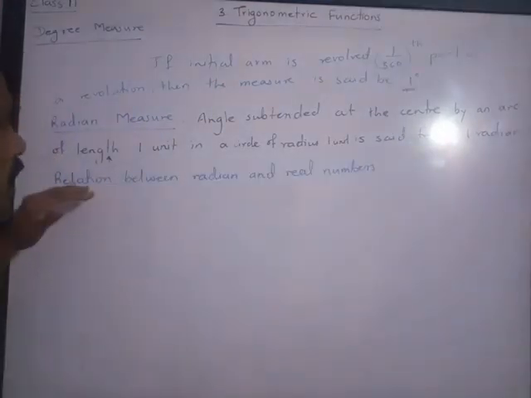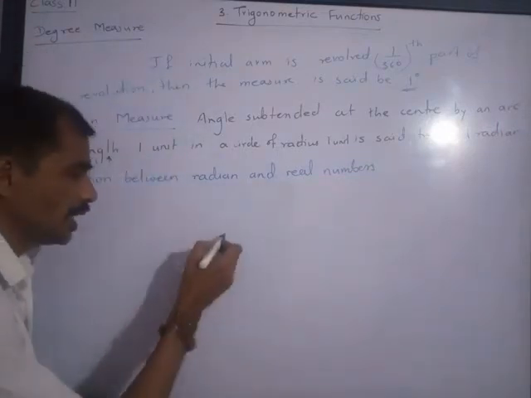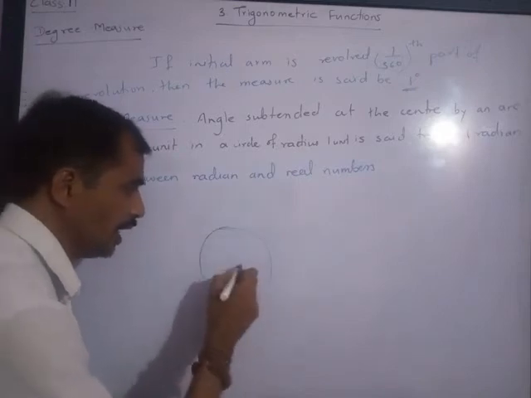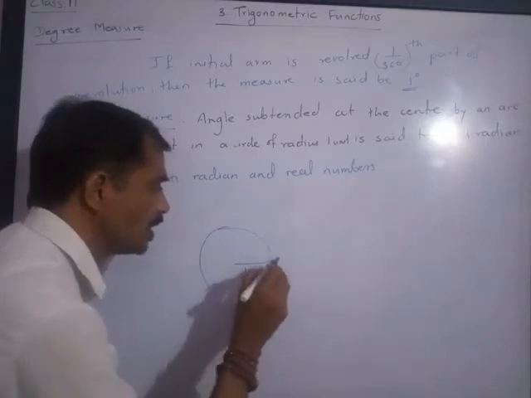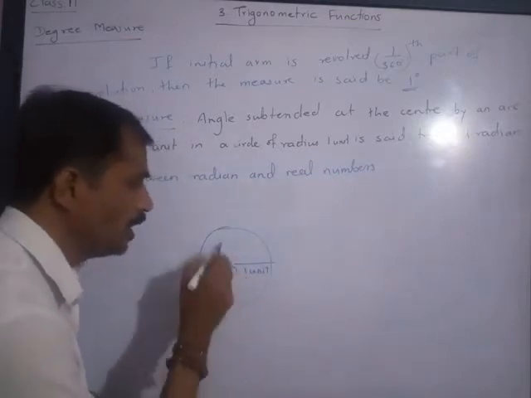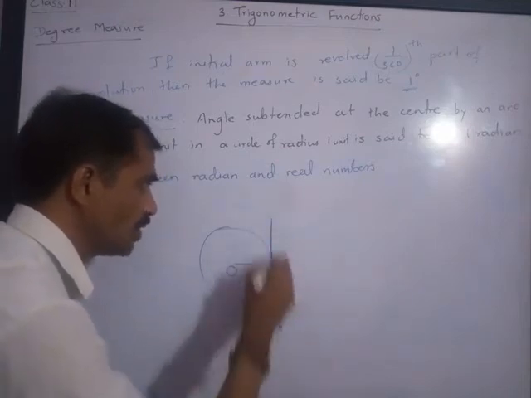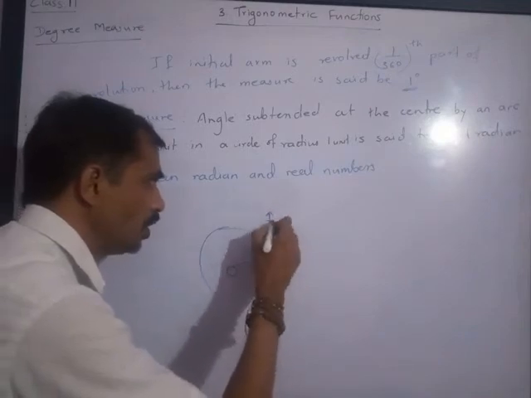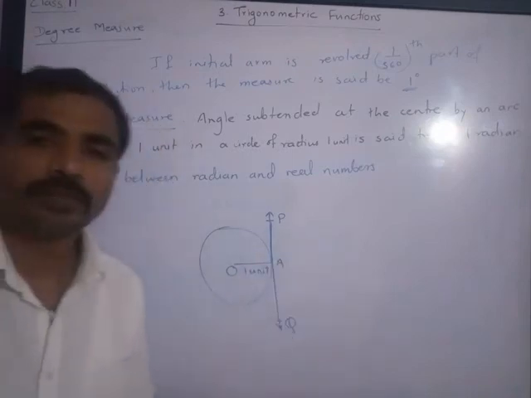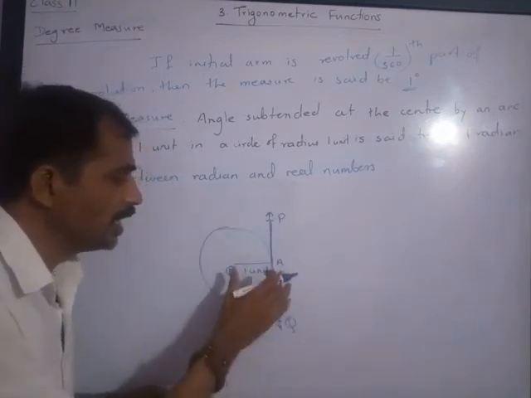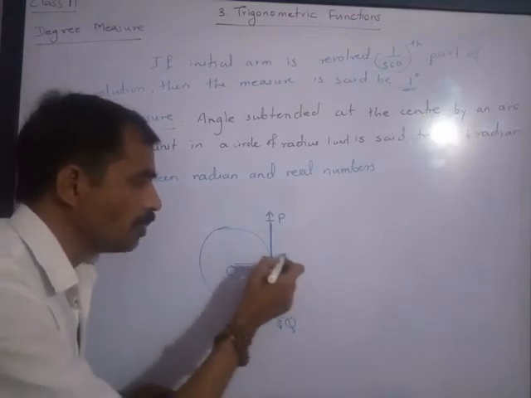Now let's try to understand the relation between radians and real numbers. Now see, if there is a circle of unit radius, that is, the radius is 1 unit, and let O be the center of the circle, A is any point. Imagine there is a tangent to the circle, this line PQ, tangent to the circle at point A. So PQ is a tangent to the circle of 1 unit with center O at point A.